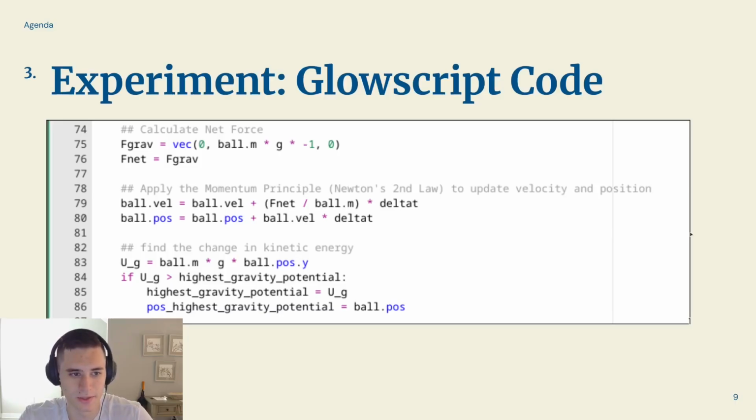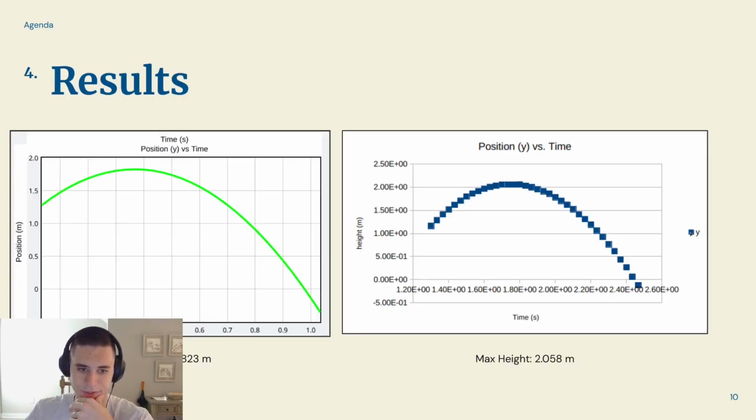So here's the GlowScript code inside of the while loop that we did. We calculate net force, set Fnet equals Fgrav. We don't take into account drag here. And then we do the velocity update, which is Newton's second law, the position update, and then we calculate the gravitational potential. And if the gravitational potential is higher than our current highest gravitational potential, then we set our highest gravitational potential to U_G, and we set our new highest position to our current position.